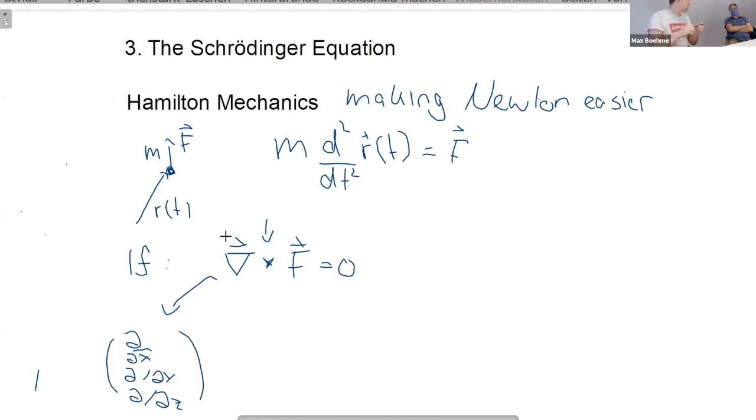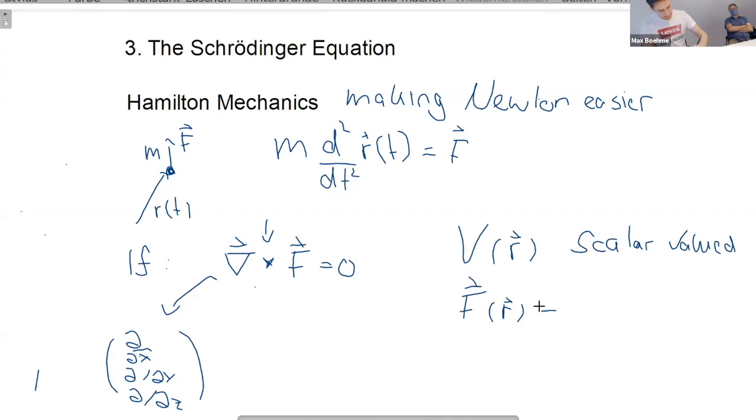And if we have those kind of forces acting on us, we can find a scalar valued function V out of R, which just takes in a vector and puts out a scalar. And you can show mathematically that you can express any such force as simply minus the gradient of V.